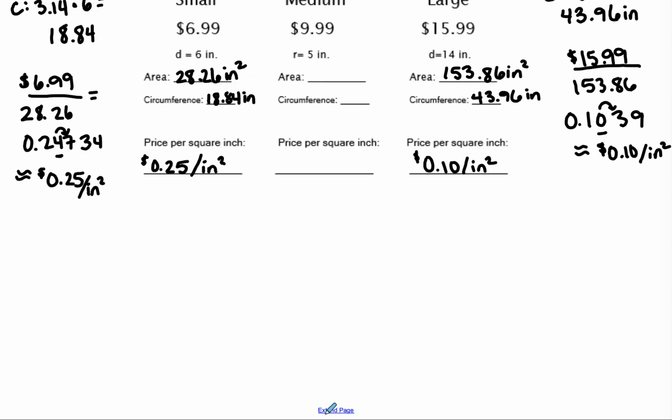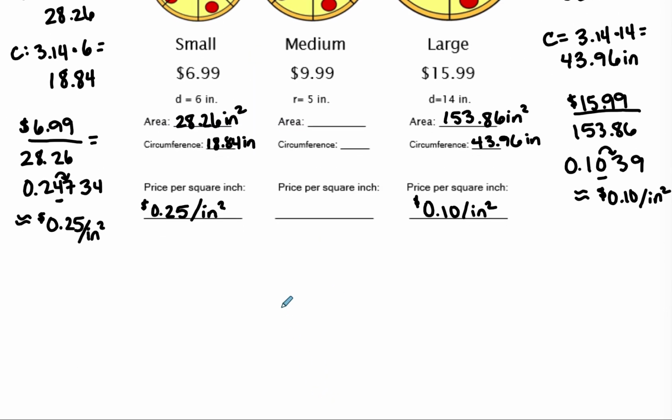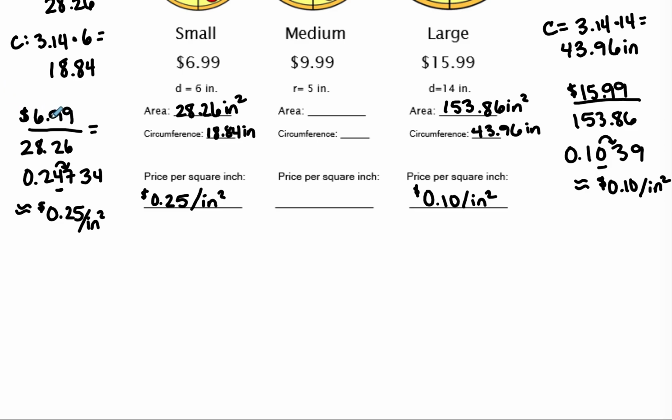I'm going to extend my page a little bit so I have some space. Here's my work for medium. I'm going to switch my color too, just trying to keep things organized. For the medium area, this time they have the radius given to us. So we're doing 3.14 times 5 times 5. That's 78.5 inches squared.